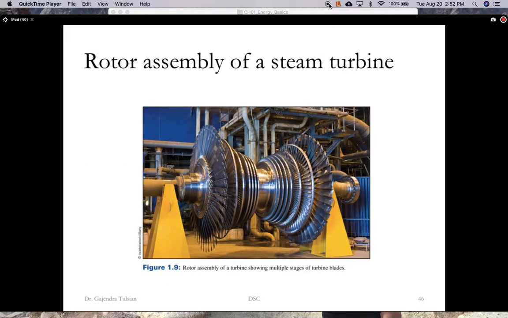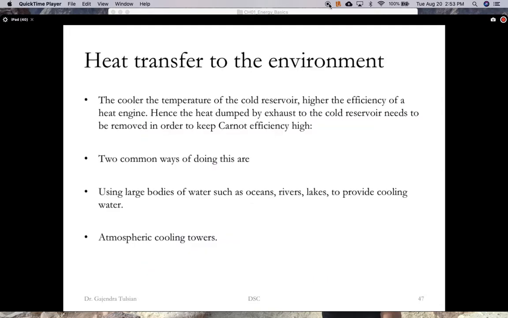All right. So here's a rotor assembly for a steam turbine. The steam is turning this turbine, which in turn turns that loop of wire. So, rotor assembly of a turbine showing the blades. Now, heat transfer to the environment. Like I said, in a power plant producing 1 gigawatt of electricity, you're dumping 2 gigawatts of heat. And that's a problem that needs to be solved, and you have to worry about that. So the cooler the temperature of the cold reservoir, the higher the efficiency of the heat engine.